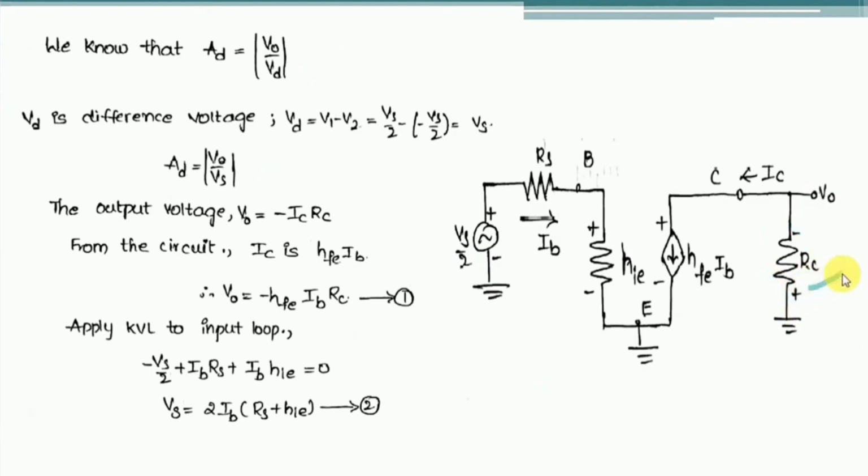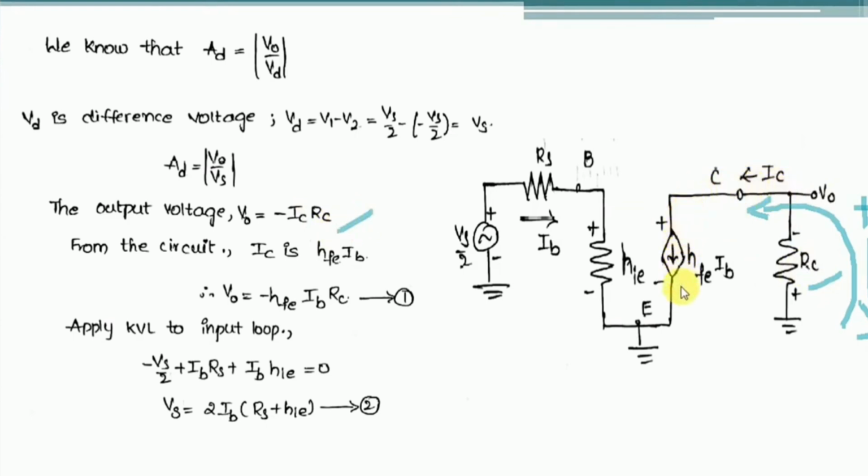Okay, so output voltage is nothing but the voltage drop across the resistor RC, and here the current is flowing in the reverse direction. So we have to calculate V naught in this direction, but the current is flowing in the opposite direction, so we can write the V naught expression as minus IC into RC.